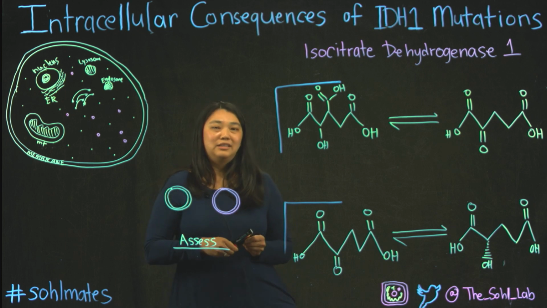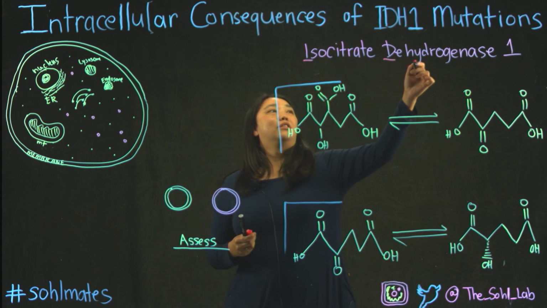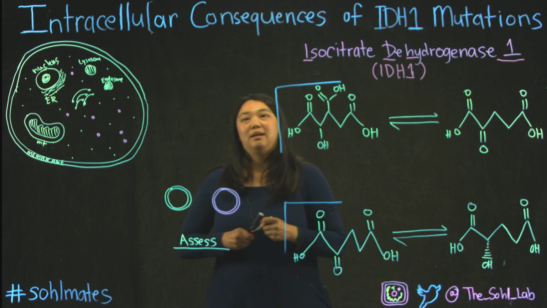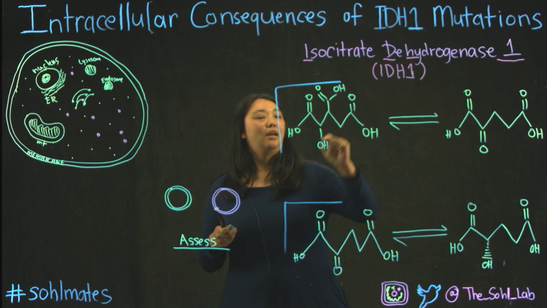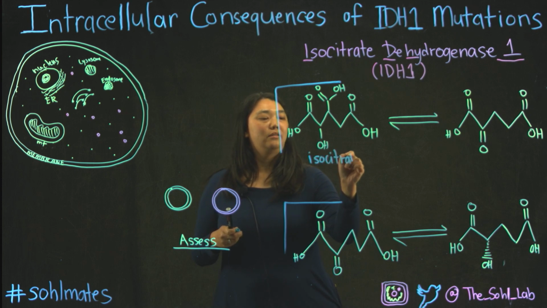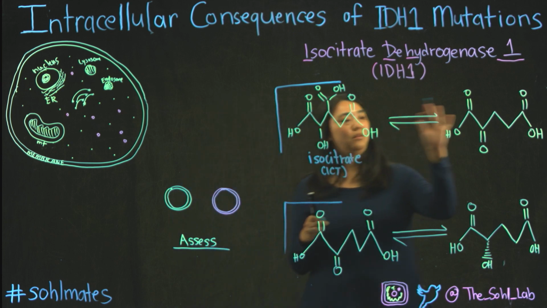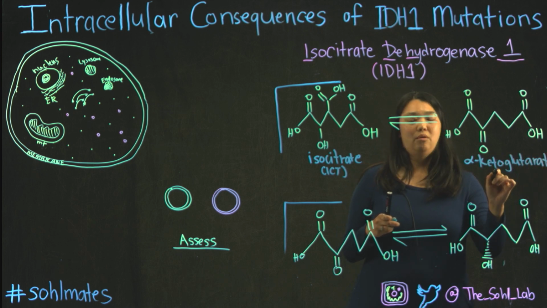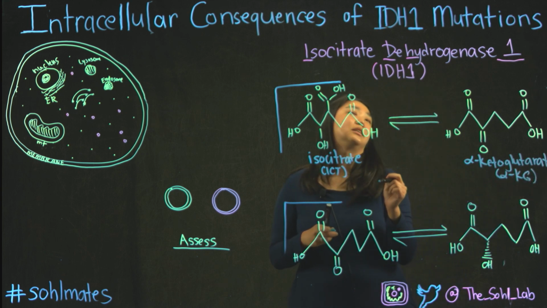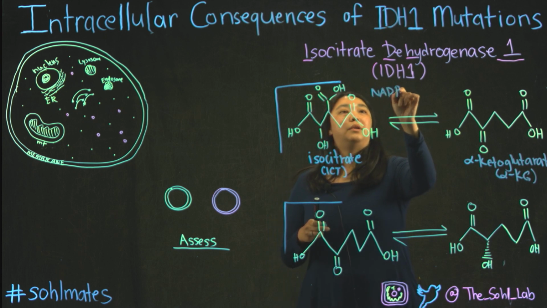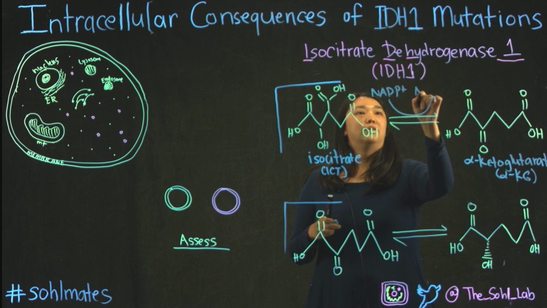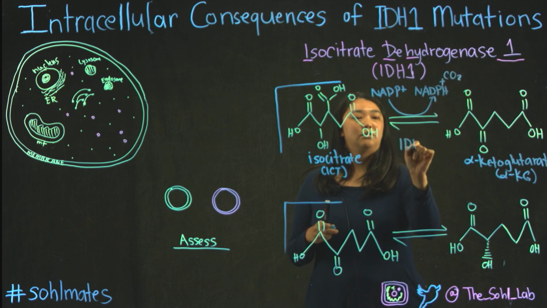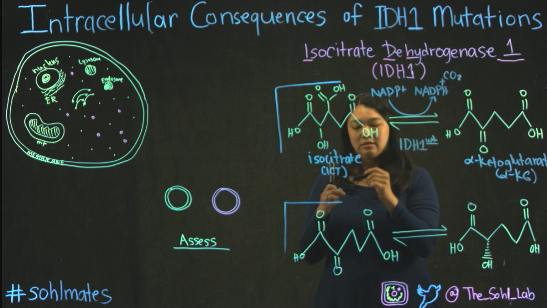And in our lab, we primarily study an enzyme called isocitrate dehydrogenase 1, or IDH1. And this enzyme catalyzes the reversible reaction of isocitrate, or ICT, to alpha-ketoglutarate, or AKG. And it does this by using NADP+ as a cofactor and converts it to NADPH along with some good old carbon dioxide. Now, this reaction primarily happens within the cytosol and peroxisome of cells.